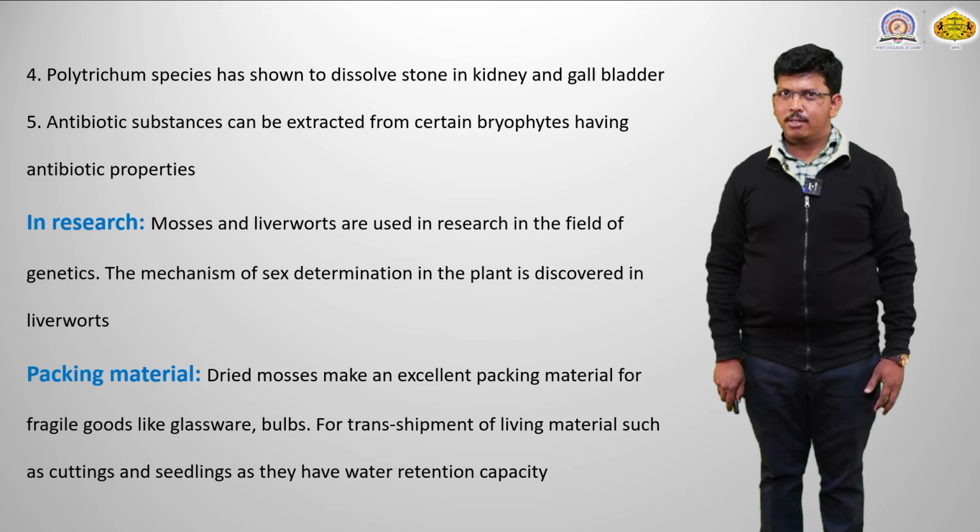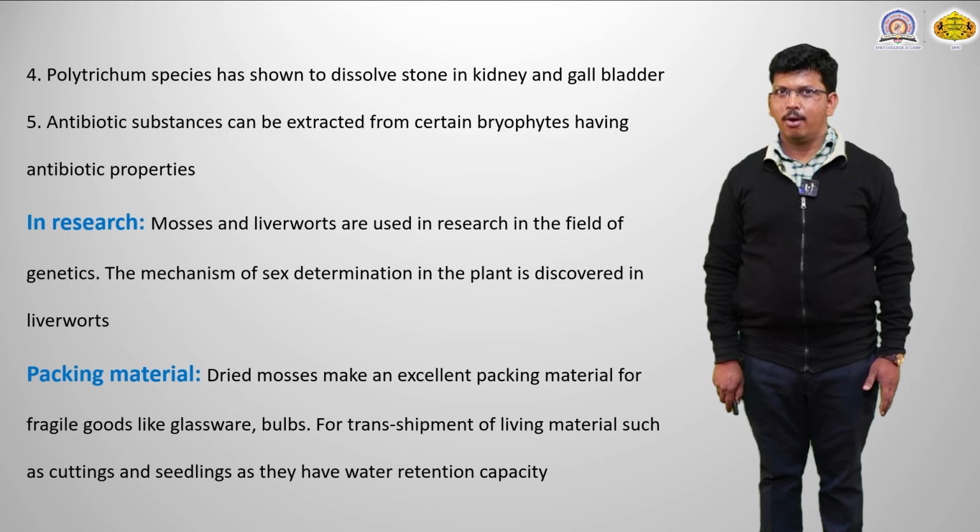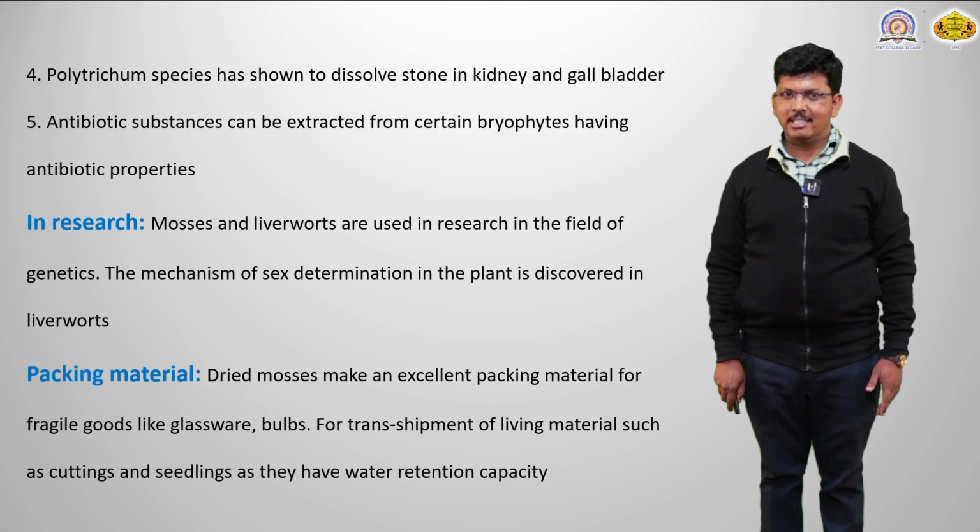So antibiotic substances. So what is an antibiotic? An antibiotic is nothing but a substance that kills bacteria, viruses or fungi. There are some substances or chemicals present in the Bryophyta members, for example Marchantia or Riccia, whose thalloid parts contain antibiotic components, and that component kills bacterial growth, fungal growth or virus growth. So for that purpose antibiotics are obtained from Bryophyta members.